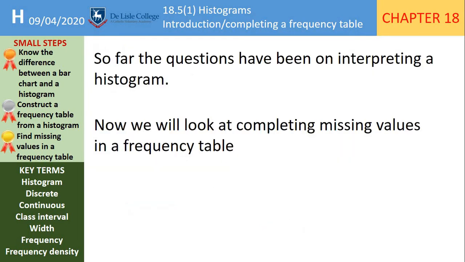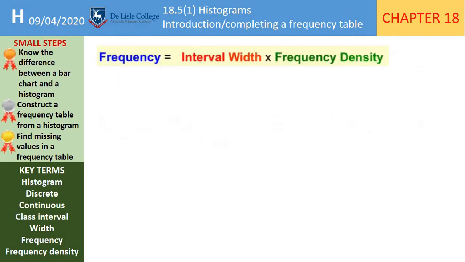So far the questions have been on interpreting a histogram. Now we're going to have a look at a gold question, which is completing missing values in a frequency table. Remember then these really important formulae. The area of the bars gives you the frequency, so the interval or class width multiplied by the frequency density.